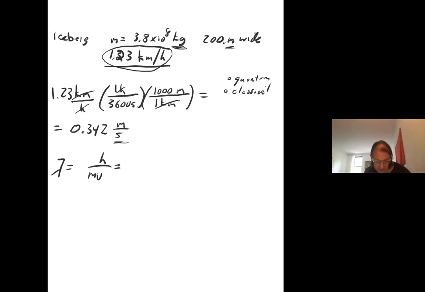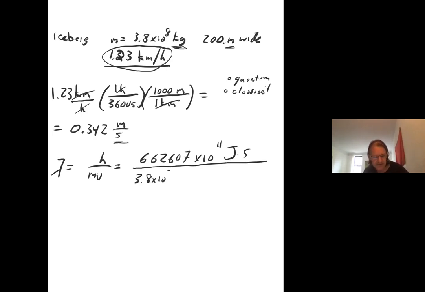So let's see what happens here. h is 6.62607 times 10 to the 11 joule seconds. And now we've got this big mass, 3.8 times 10 to the 8th kilograms. Then our speed is 0.342 meters per second. It's moving really slow. Icebergs don't move very fast. Okay, so now we just do that calculation.